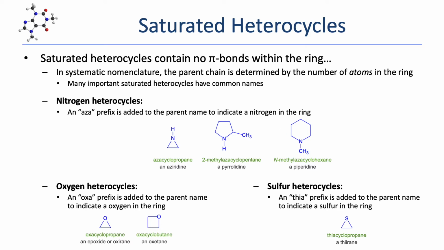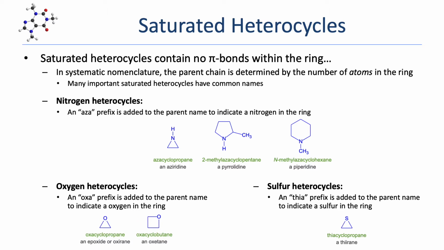Saturated oxygen-containing heterocycles are also quite common. The prefix oxa is added to the parent name to indicate that one of the carbons in the ring has been replaced with an oxygen. The first structure is an oxacyclopropane, more commonly referred to as an epoxide or an oxarane. The second structure is an oxacyclobutane, which has the common name oxetane.